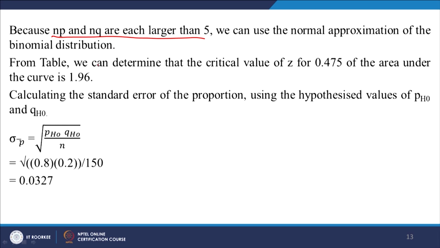So, from the table, the Z value for an area under the curve of 0.475 is 1.96, because 95% divided by 2 is 0.475, and the Z value is 1.96.